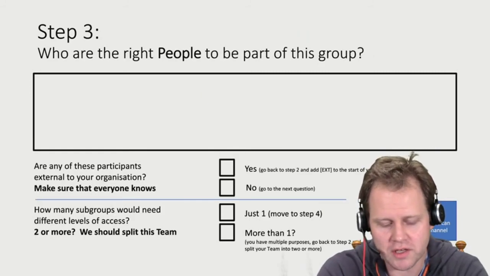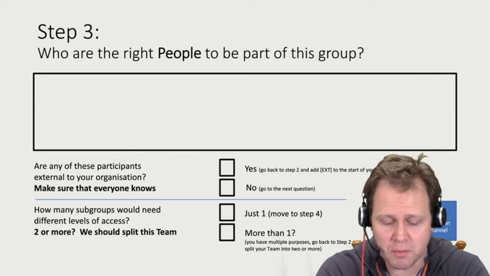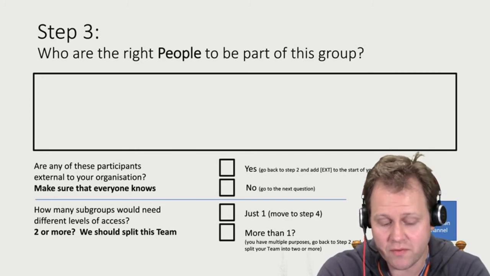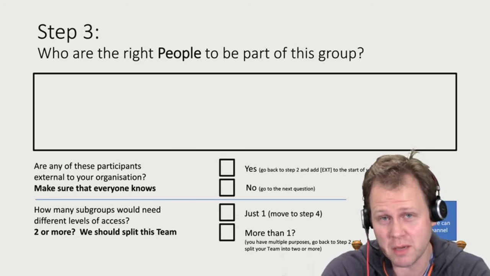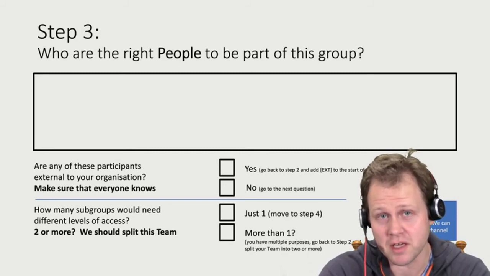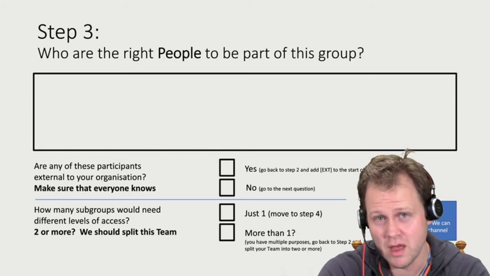If not, we can go on to the next question, which is how many subgroups would need different levels of access? If there's 2 or more, you should probably split this team. Or, if you really want to try it, you can try and do it with private channels, but would recommend it's easier just by splitting the team itself in that case. If you've just got one subgroup, you could try it with a private channel. That won't be an issue.